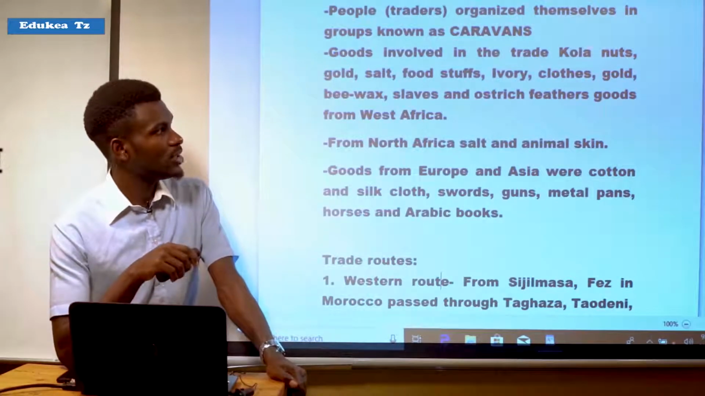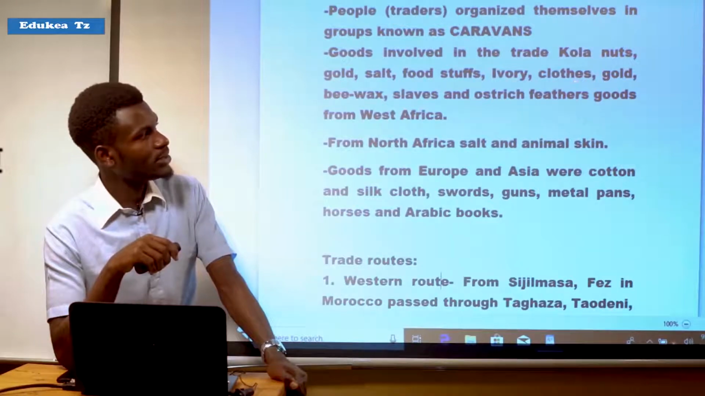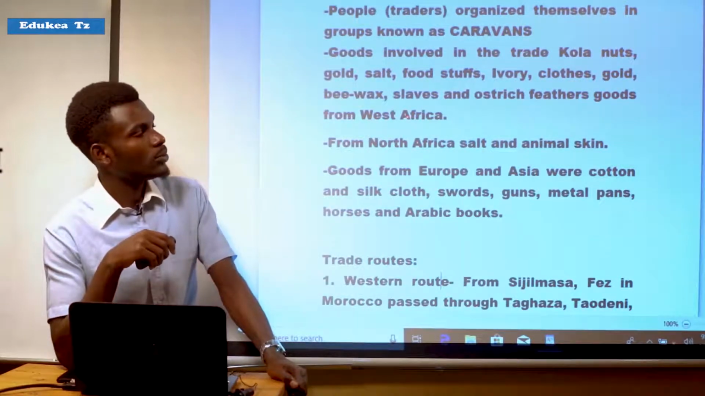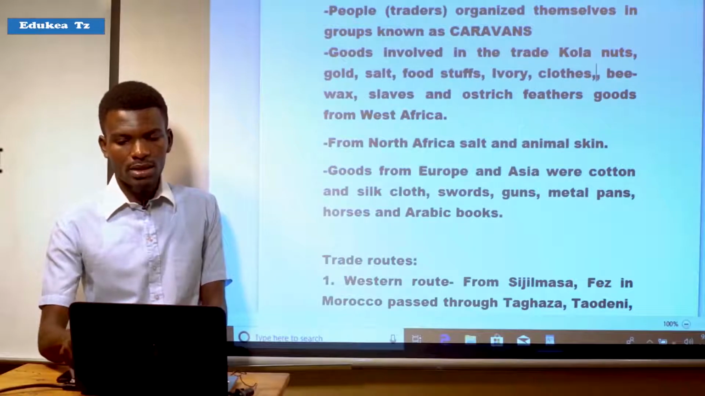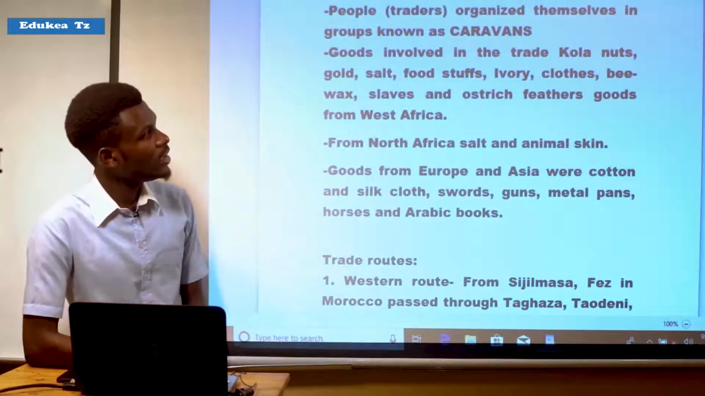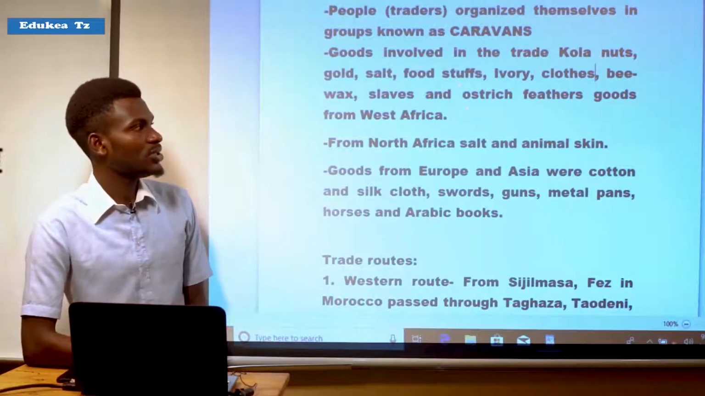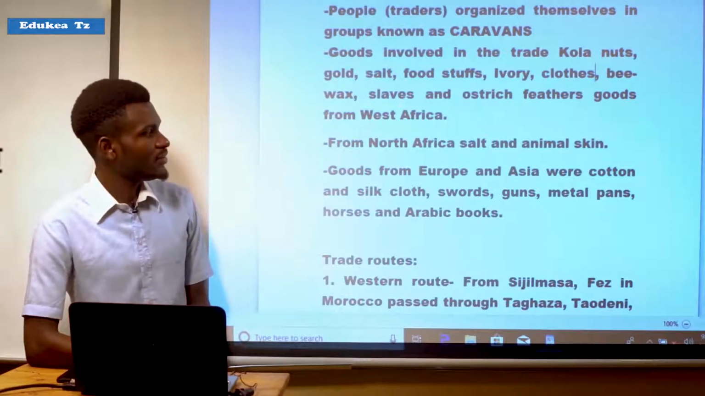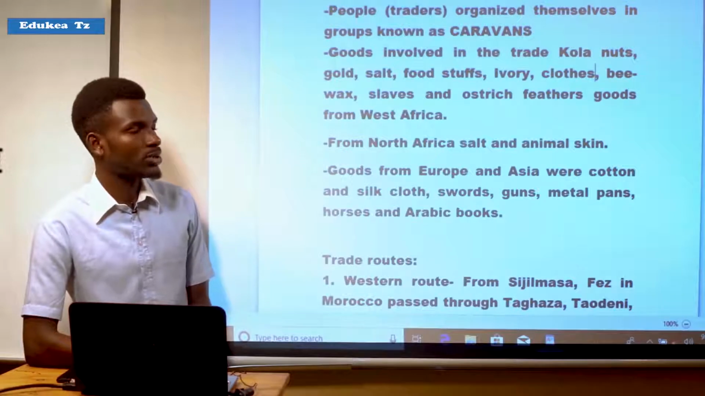And goods involved in the trade included coconuts, gold, salt, foodstuffs, ivory, clothes, beeswax, slaves, and ostrich feathers, goods from West Africa. Those were the trade items brought from West Africa. But from North Africa there was salt and animal skin. These were goods that were brought from North Africa.